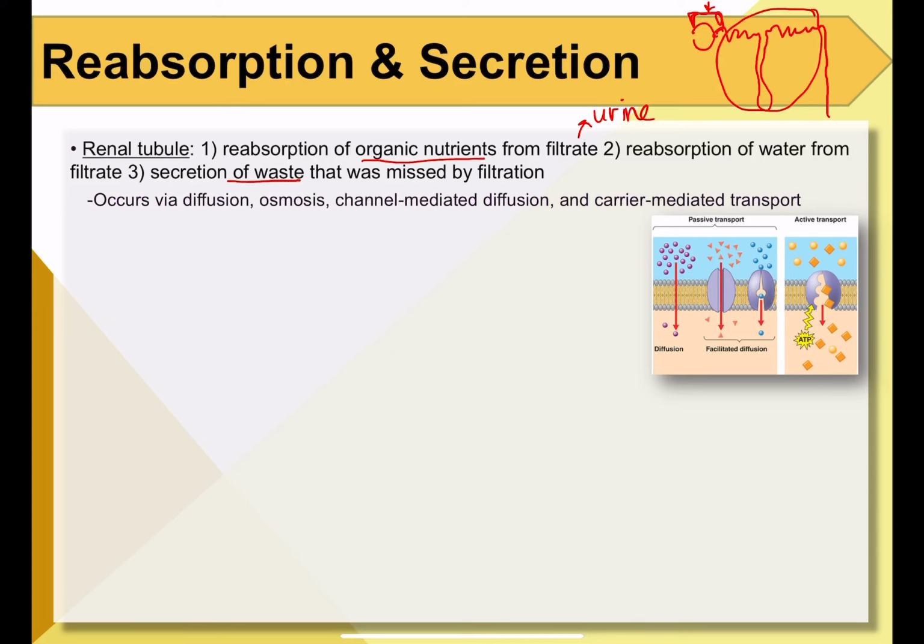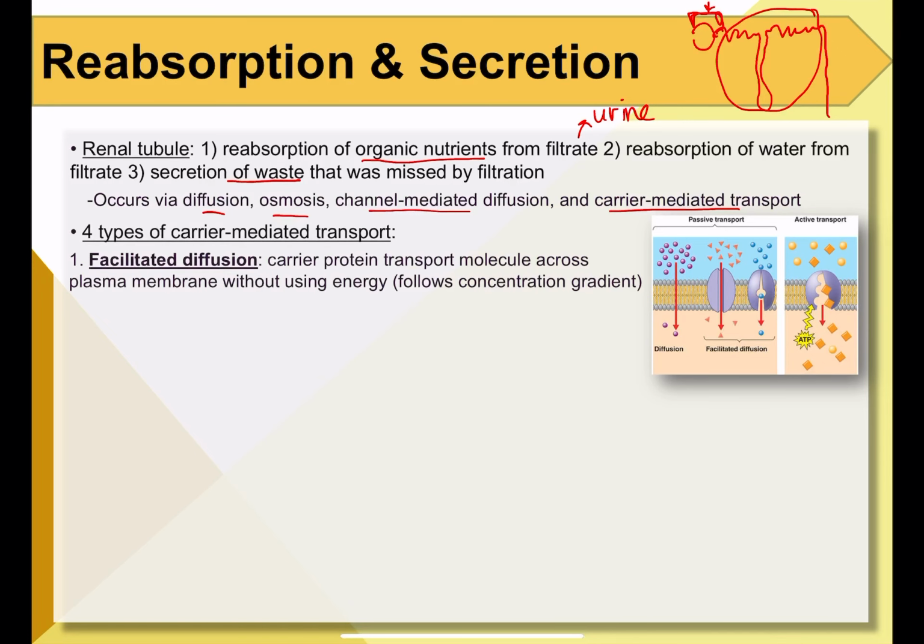All of these movements of water and solutes occur using diffusion, osmosis, channel-mediated diffusion, or carrier-mediated transport. All of these different ways of transport you should have already learned from 1406, and this is where they come into play and why it was so important when I went over this in 1406. All right, so let's review the four types of carrier-mediated transport, because we all know diffusion, osmosis, and channel-mediated diffusion pretty well.